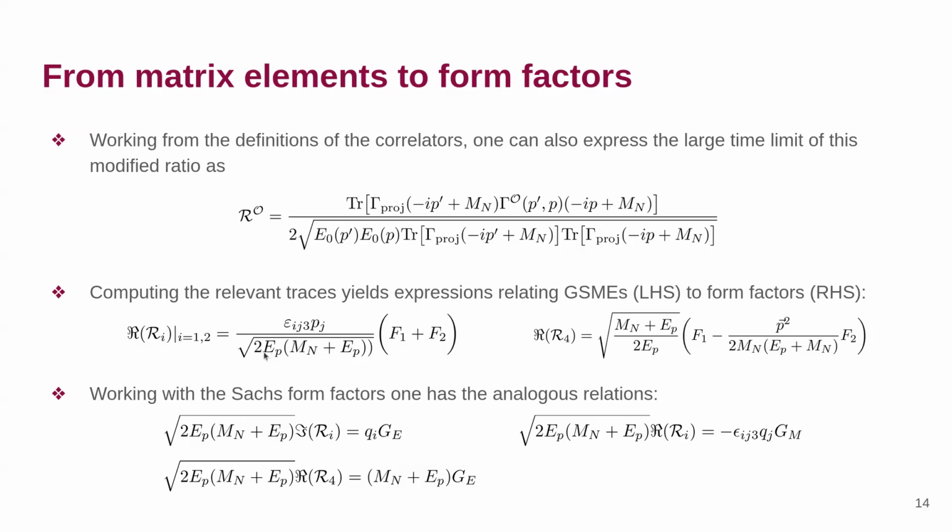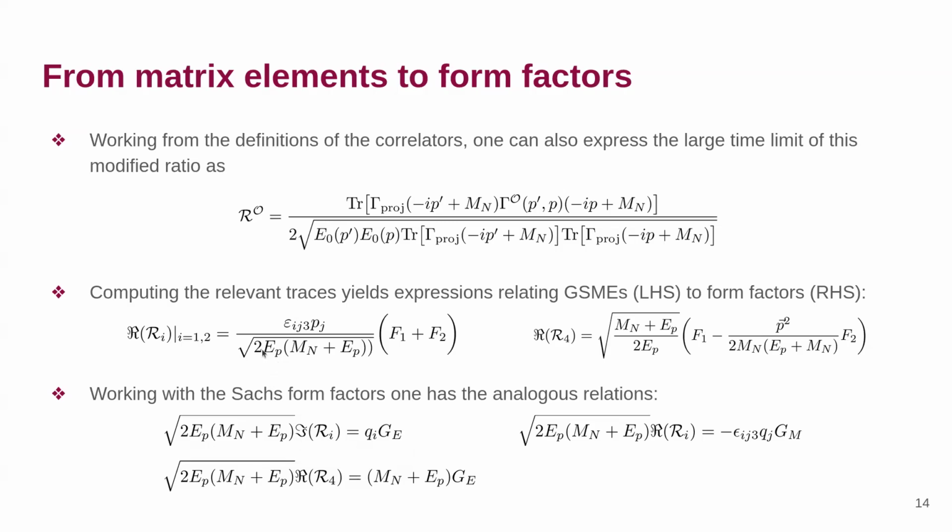Analogously, we could work with the Sachs form factors and derive similar expressions. Those are given below. And I'll just point out, in the case of F1 and F2, you just have the real components of the correlators contributing. But for one of these sets of expressions for GE, you actually need the imaginary component. So that's just something to be slightly aware of.